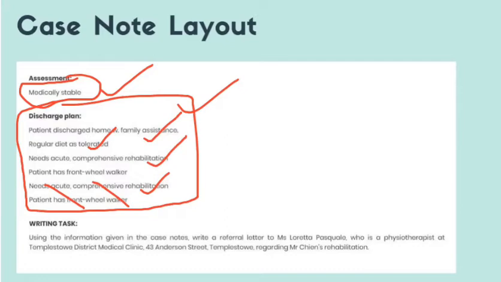So these are the components of a case note: the name, the social background, the medical background, the admission details, the nursing management, the assessment, the discharge plan. It may vary from question paper to question paper, but the general structure is these components.